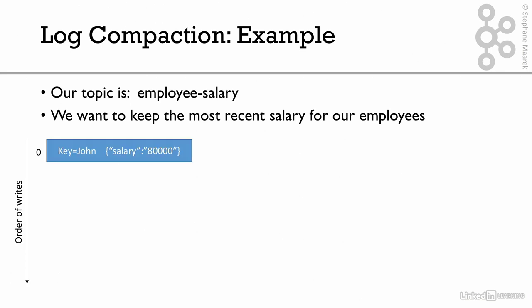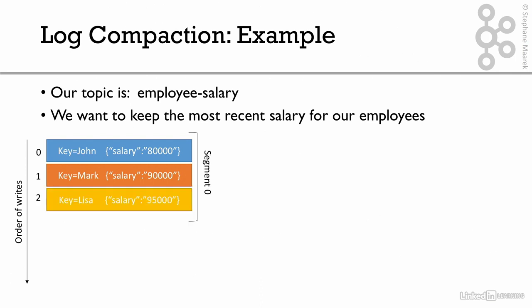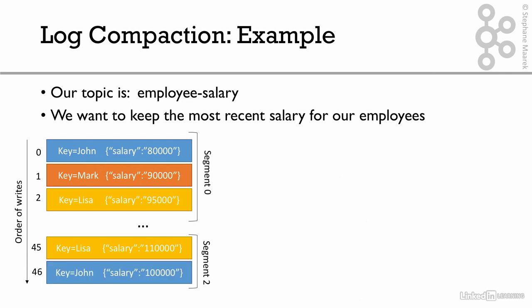So here is how the writes will happen in our partition. We'll have key equals John and salary equals, say, 80,000. Then key equals Mark and salary, say, is 90,000. Key equals Lisa and the salary is 95,000. This is our segment 0, our first segment. Now, after a while, some things happened and we're at segment 2 already. And it turns out that Lisa has a salary of 110,000, while John has a salary of 100,000.